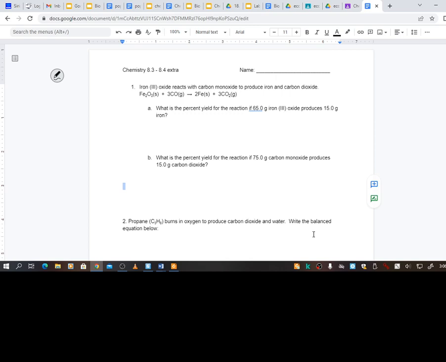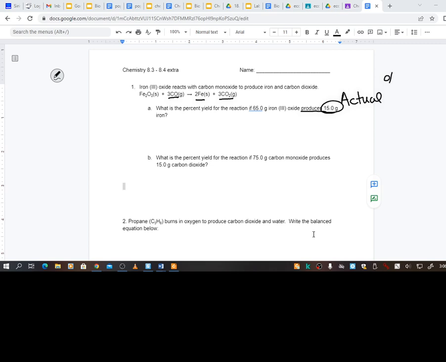So for instance, number 1, it says iron(III) oxide, which is Fe2O3, reacts with carbon monoxide, which is CO, to produce, so here's my products, iron and carbon dioxide. Now it's already balanced for you. It wants to know what is the percent yield for the reaction if 65 grams of iron oxide produces 15 grams of iron. So here's the problem. I need to figure out which one did I actually produce. That's why I always ask, what did I actually make? And it says produces 15 grams. So there's my actual.